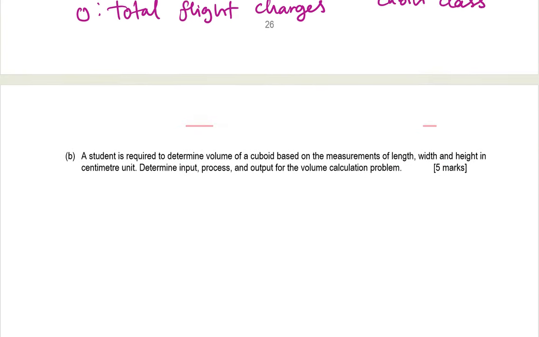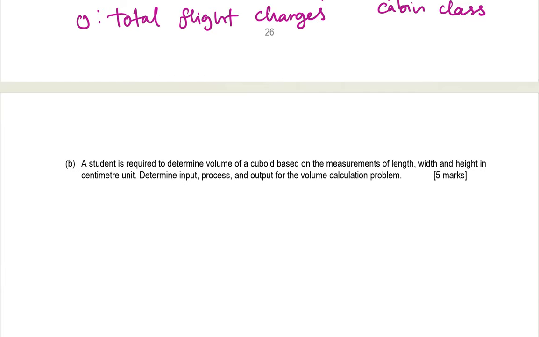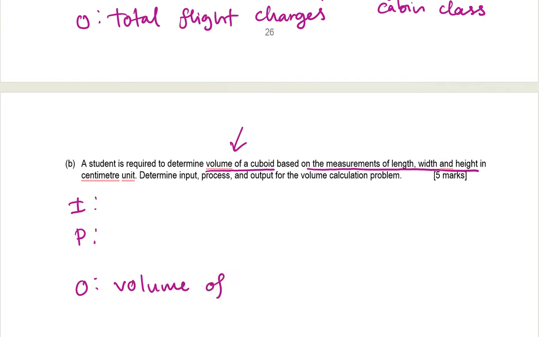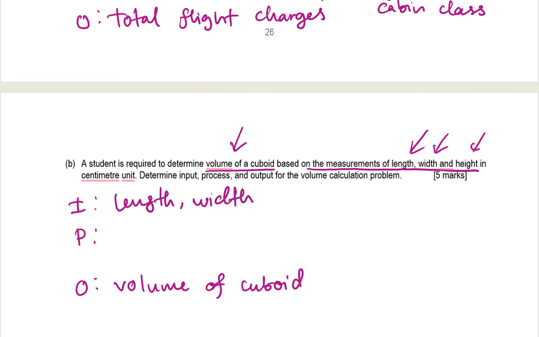And the last one is, a student is required to determine the volume of a cuboid, based on length, width, and height in centimeter unit. So now you have to identify the input, process, and output. As usual, you have to identify the control structure. Of course, this one is a sequence, because you don't have any condition. Now, what is the output? You are going to determine the volume, which you can write as volume of cuboid. So what is the input? Length, comma, width, comma, height. Again, you cannot use and.